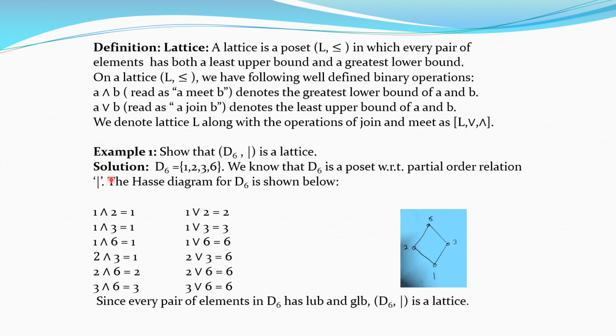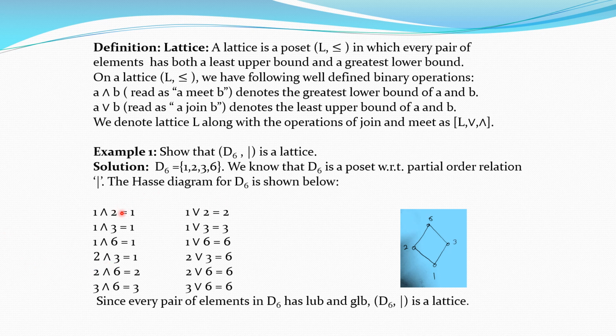Now the different pairs are 1 2, 1 3, 1 6, then 2 3, 2 6 and 3 6. Now this is join and this is meet. So 1 meet 2 means the greatest lower bound of 1 and 2. The lower bounds of 1 and 2 is 1 only. So the greatest lower bound is 1. Same way, the greatest lower bound of 1 and 3 is 1. The greatest lower bound of 1 and 6 is also 1. Now for 2 and 3, only one lower bound is there, that is 1. So the greatest lower bound of 2 and 3 is 1.